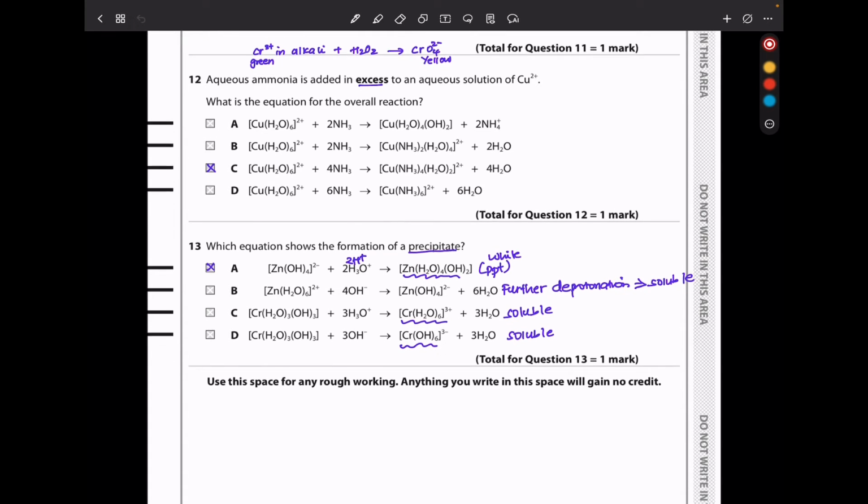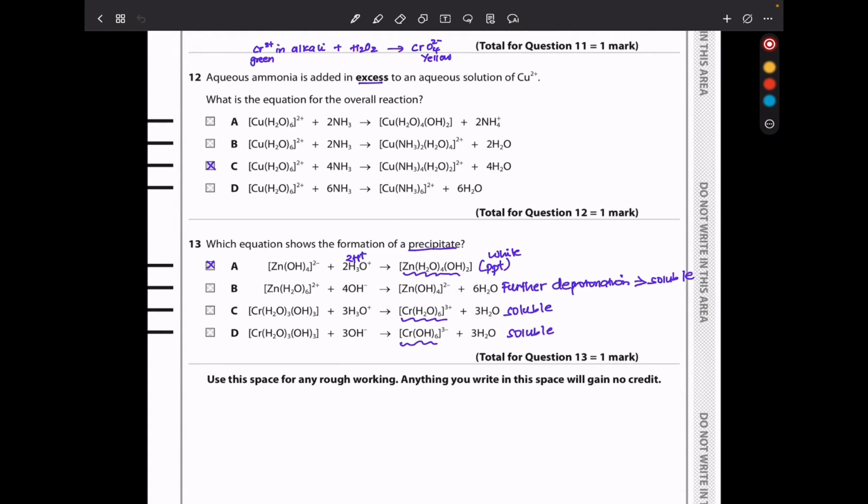And in question 13, which equation shows the formation of a precipitate? We have zinc hydroxide reacting with the hydrogen ions that are present in this ion, and then forming this compound here. This is going to be a white precipitate. However, the other reactions we see here, there is going to be excess of further deprotonation, like in this case, that will lead to a soluble solution. And in this case here, we can see still, this is going to be soluble and that is going to be soluble. So this is the only precipitate that is going to be formed, which is going to be white, and so A should be the answer.